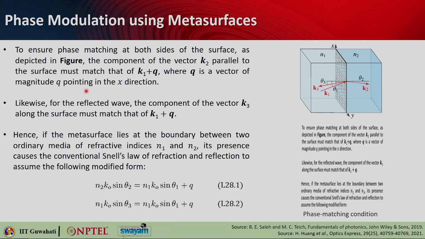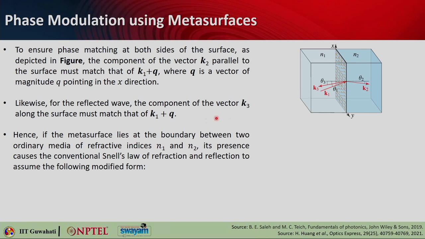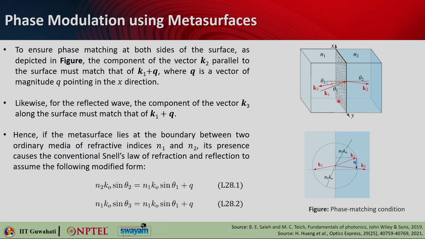For the reflected wave, you can do a similar exercise. You have to look for the parallel component to the surface, that will be the sine theta component. Here theta will be theta 3, and that should match your k1 plus q. So this way you can obtain the phase matching conditions. Hence, if the metasurface lies at the boundary between two ordinary media of refractive indices n1 and n2, its presence can cause the conventional Snell's law of refraction and reflection to assume this particular modified form.